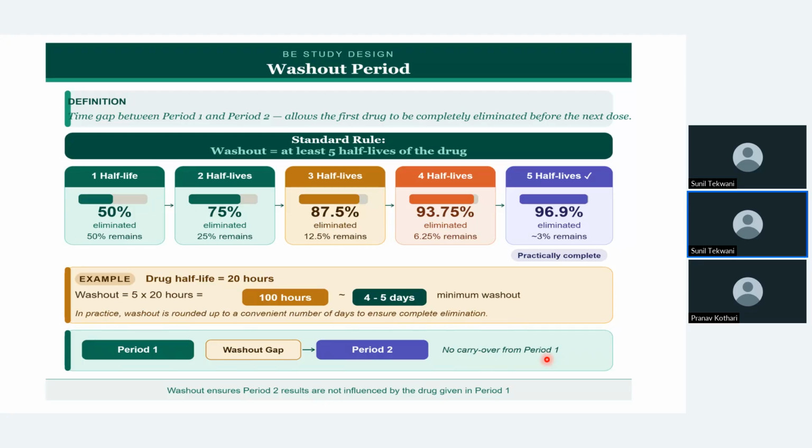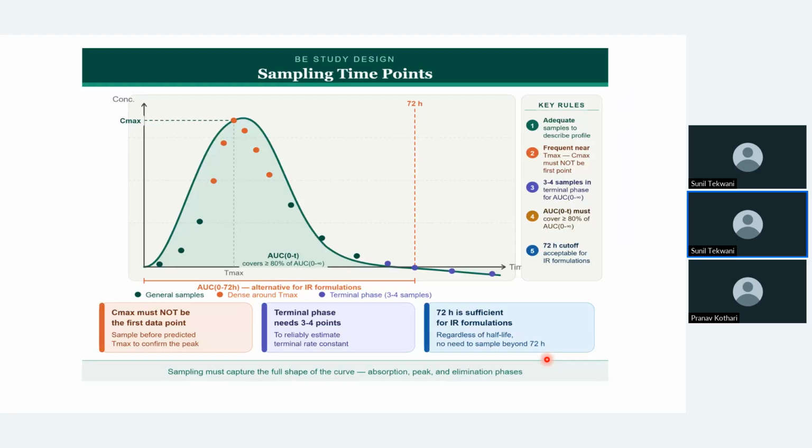Now going to the next concept, which is also very interesting: sampling time points. As I said, the concentration versus time profile has to be done. Through this, we will be able to know Cmax and AUC.